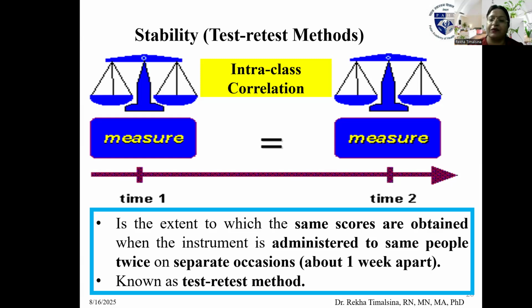The stability test is most appropriate for instruments designed to measure relatively stable characteristics such as personality traits, intelligence, and self-esteem. However, it has limitations. If two tests are administered too closely together, a memory effect may occur. If the tests are spaced too far apart, changes in variables such as attitudes, mood, or knowledge may influence the results.